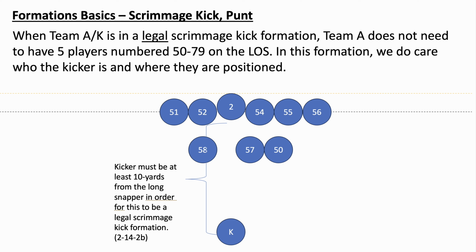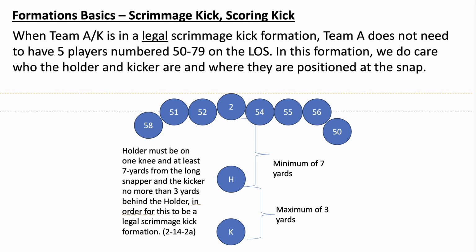So again, no numbering restrictions for a scrimmage kick punt formation, and then also no numbering restrictions with regards to a scrimmage kick that is a scoring kick. So think of a try or a field goal. When Team K is in a legal scrimmage kick formation, they do not need to have 5 players numbered 50 to 79 on the line of scrimmage. However, we do care where the holder and the kicker are in relation to the snapper. The holder needs to be a minimum of 7 yards behind the snapper, and the kicker cannot be more than 3 yards behind the holder for Team A to be in a legal scrimmage kick formation here.